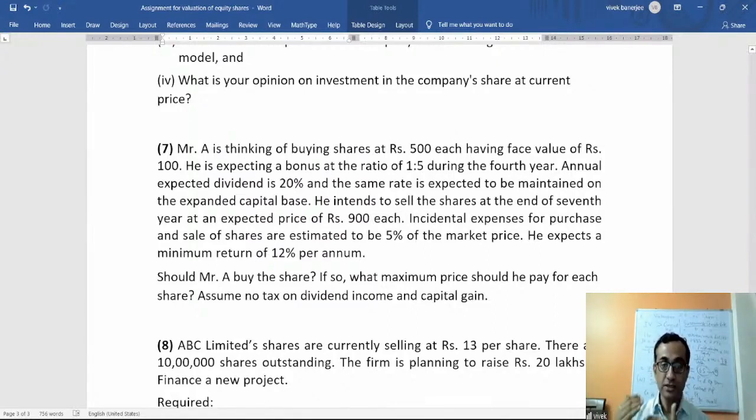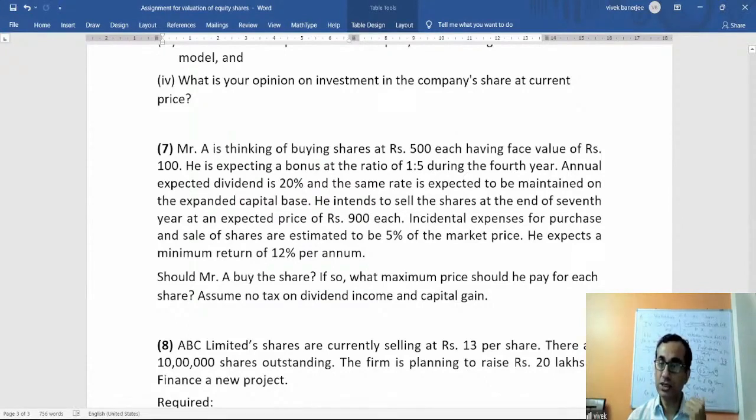Now, the investor, that is Mr. A, wants to sell the shares at the end of the 7th year at the price of 900 each. So he wants to hold the share for 7 years only, and at the end of the 7 years, he wants to sell it at 900 each. Another aspect in this question is incidental expenses. Incidental expenses for both purchase and sale is 5% of the market price. So you have to consider incidental expenses in case of both purchase and sale of shares. He also expects a minimum market return of 12% per annum. So this is the minimum required rate of return, or the discount rate, which is 12%.